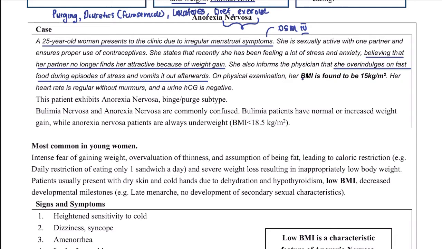Let's take a look at this. Her BMI is very low. Bulimia patients will have normal BMI. Her heart rate is regular without murmurs and urine HCG is negative. She's not pregnant. This is anorexia nervosa, binge-purge subtype. We will talk about these subtypes. But basically, she's vomiting out the food that she's eating.